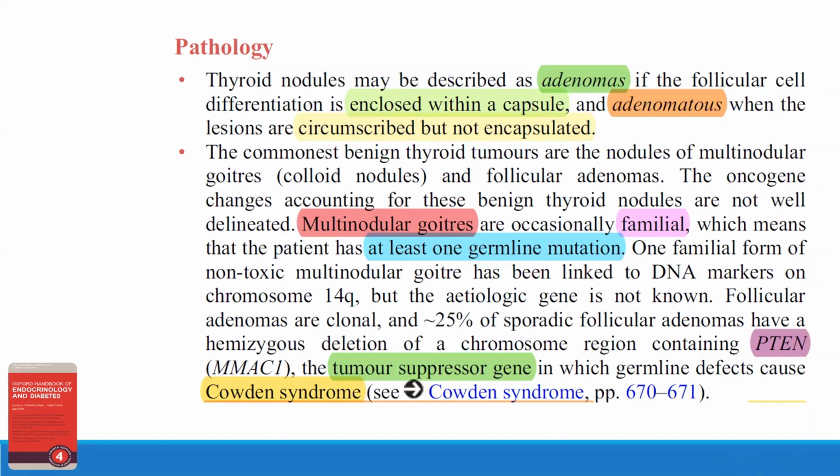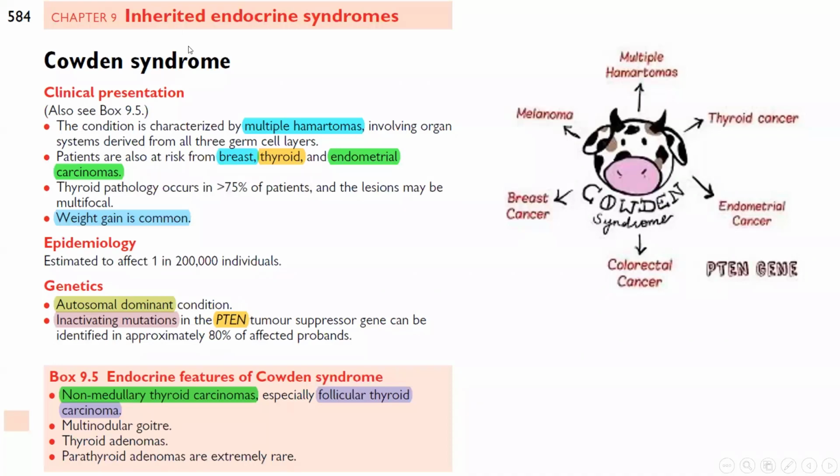And actually, we will cover Cowden syndrome in a special chapter. And don't forget that Cowden syndrome is a syndrome characterized by multiple hamartomas that affect the breast, thyroid, and endometrium, with cancer. So any female presenting with a breast lesion, thyroid lesion, endometrial lesion, close your eyes and choose Cowden syndrome. This is a PTEN gene mutation. This is an inactivating mutation of PTEN, so this is an autosomal dominant condition. So any case scenario presenting with breast lesion, thyroid lesion, endometrial lesion, this is Cowden syndrome.